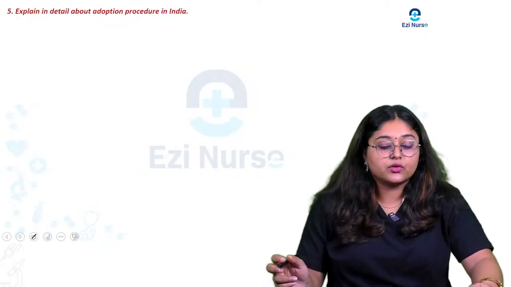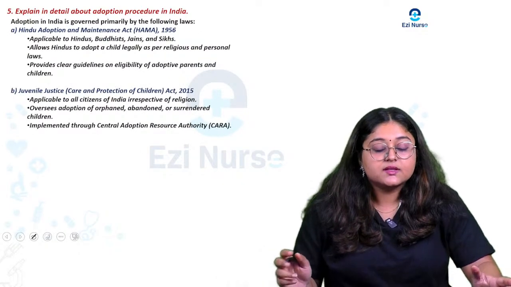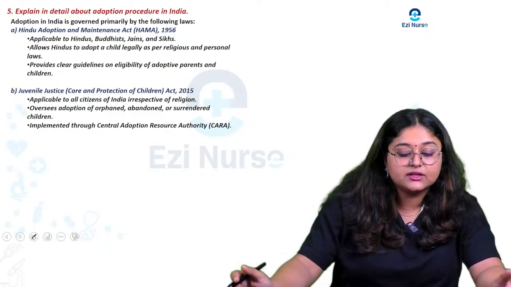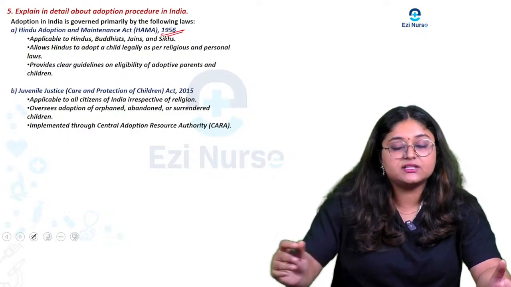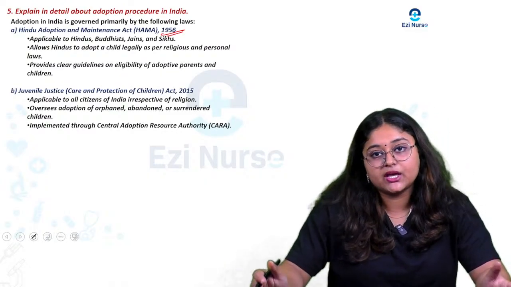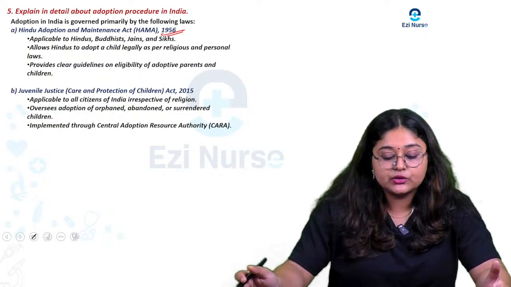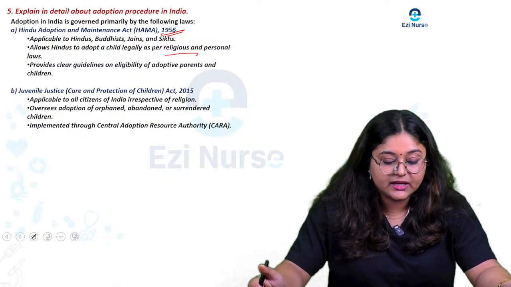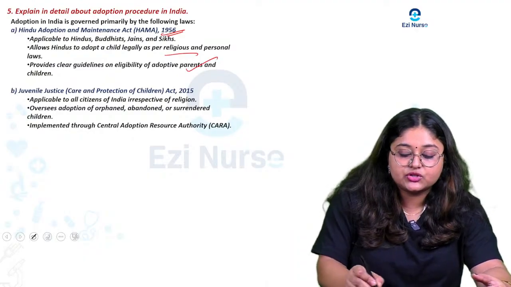Now come to the next question: explain in detail about the adoption procedure in India. Adoption through the Indian government is primarily governed by the following laws. First is the Hindu Adoption and Maintenance Act, HAMA, which was introduced in 1956, and it is mainly applicable to Hindus, Buddhists, Jains and Sikhs. It allows Hindus to adopt a child legally as per religious as well as personal beliefs, and its provisions give clear guidance for the eligibility of adoptive parents and children.